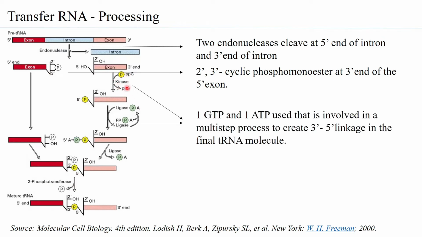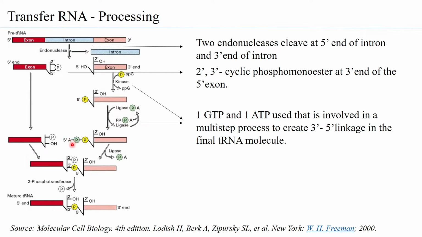So therefore what one observes is that in the process of doing so, there is one kinase and one ligase, and the kinase uses a GTP molecule and the ligase uses an ATP molecule. So what the kinase does is it removes the OH from the 5' end and adds a phosphate. So therefore what is present over here is a 5' phosphate in this exon, and the ligase binds to this phosphate over here.